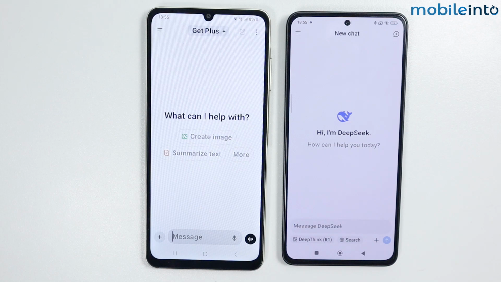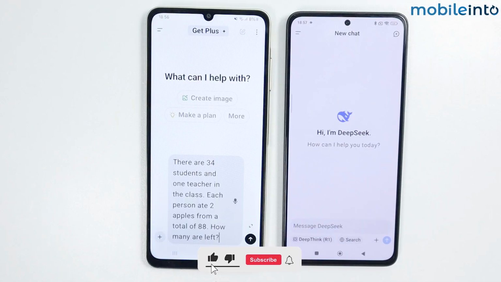In this video, I will compare the speed of ChatGPT and DeepSeek. Let's see which AI is faster. Let's start with an easy math question. First, I am giving this math question to ChatGPT.